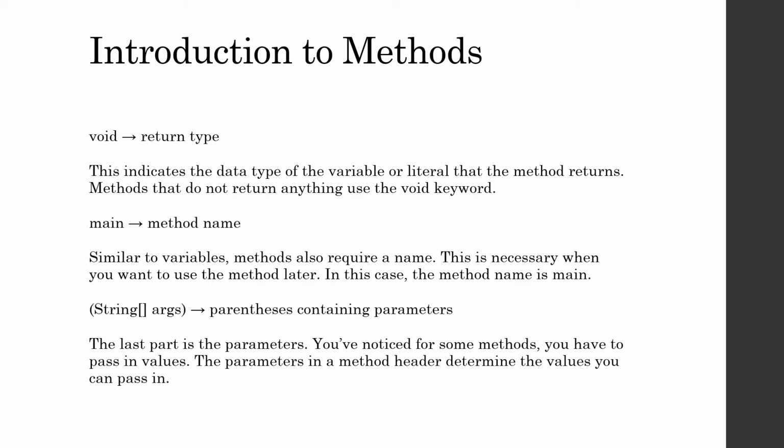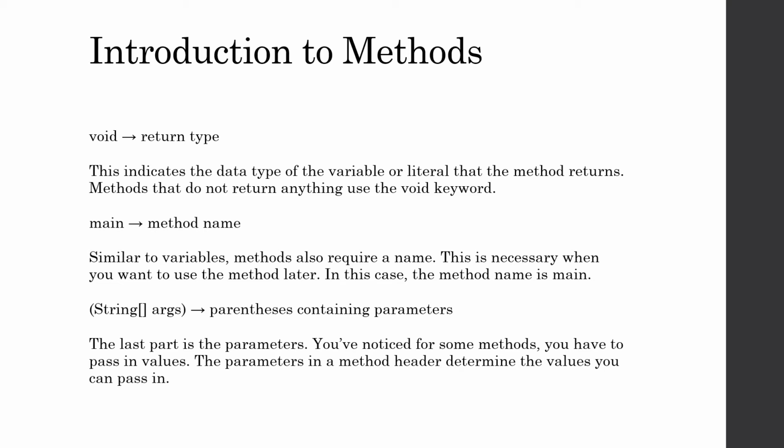So the next thing that we have after the public static, we have that void keyword. So we have public static void in our main method. And that void is going to correspond to the return type. So this is going to indicate the data type of the variable or literal that the method returns. If the method doesn't actually return anything, then we're going to use the void keyword. So in the case of the main method, that method does not return anything, so we use the void keyword.